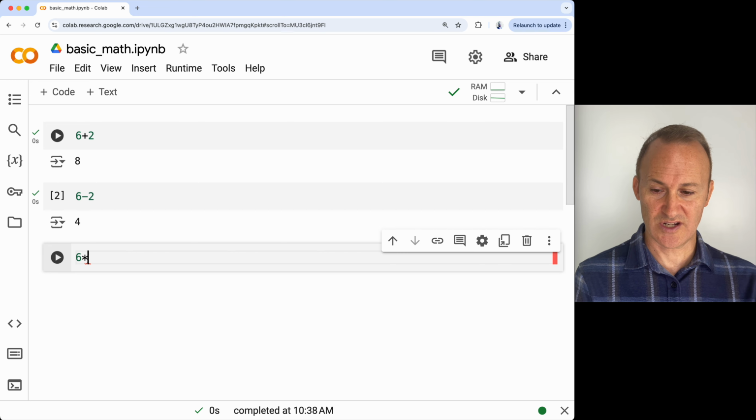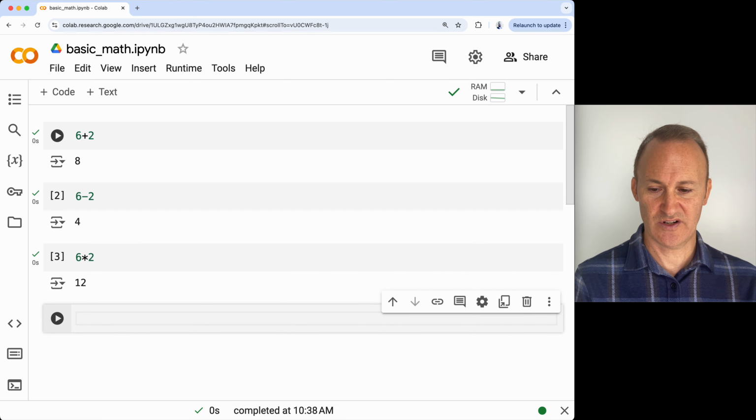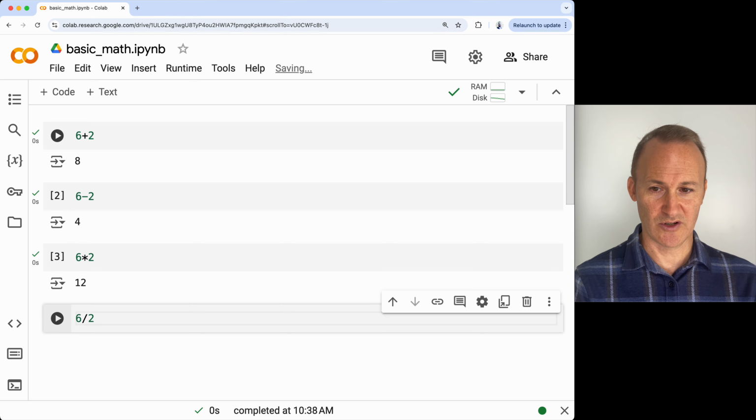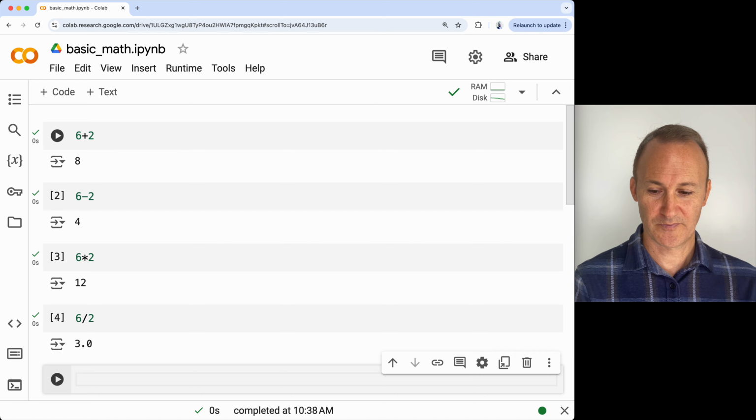6 times 2, times uses the asterisk. So go ahead and enter 6 times 2 and press Shift Enter. Then you get 12. And finally, 6 divided by 2, which uses the standard forward slash. And again, think about what you expect the answer to be before you in fact reveal it by pressing Shift Enter. Look at that. That's a surprise. Every previous result was a whole number. 6 divided by 2 is in fact the whole number 3, but Python is showing it as 3.0.